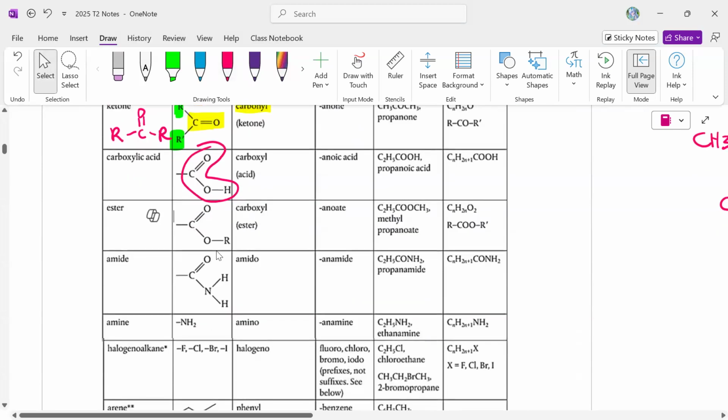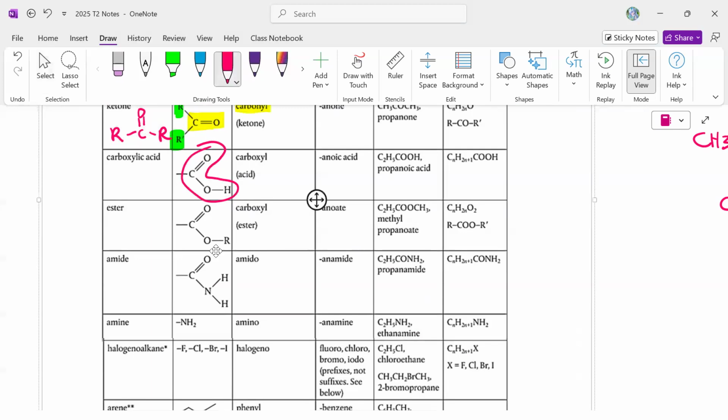Now, another class is called amide. Amide has a C double bond O with N. Amine will be just C single bond with N. So that's the difference. One is C single bond with N, one is C double bond O with N. For amide, the functional group is called amido. For amine, the functional group is called amino. The class is amide, the class is amine.